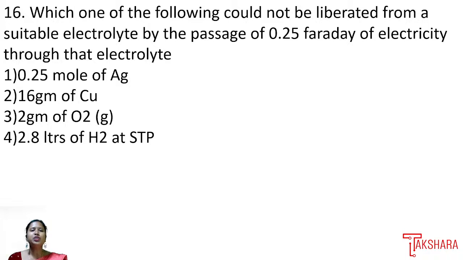Next we have, which one of the following could not be liberated from a suitable electrolyte by the passage of 0.25 Faraday of electricity through that electrolyte? In the options given, which one will not be liberated when we supply 0.25 Faraday of electricity, they are asking.